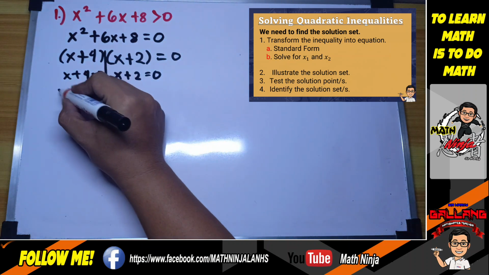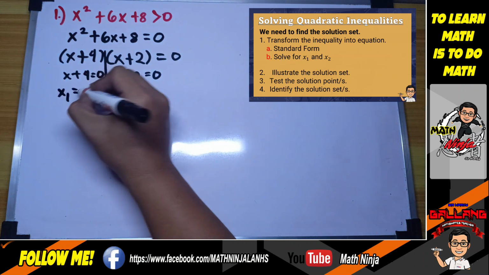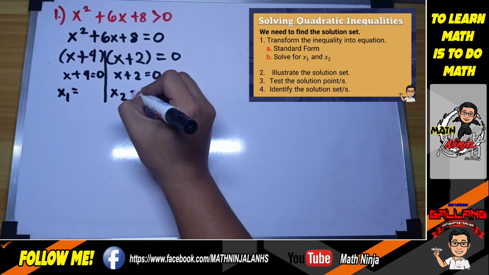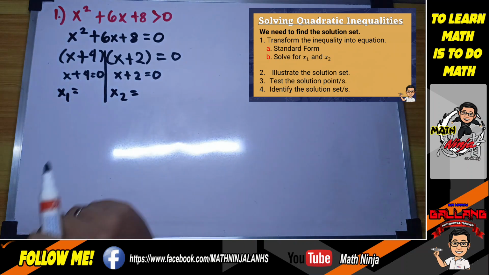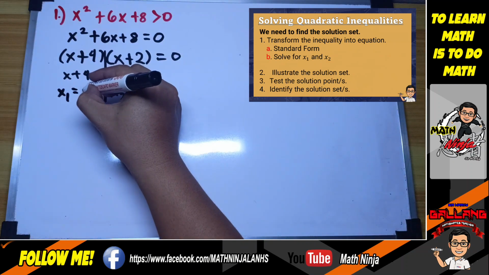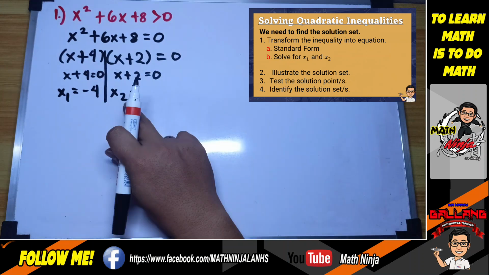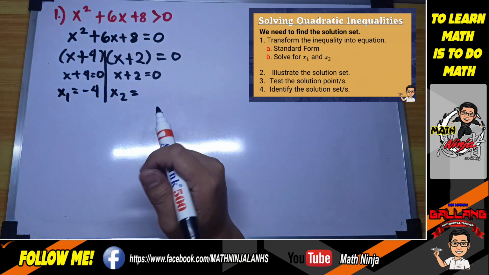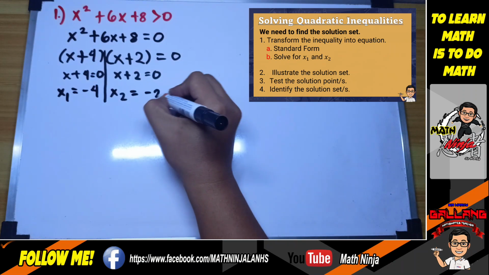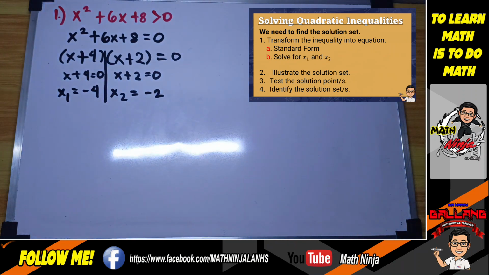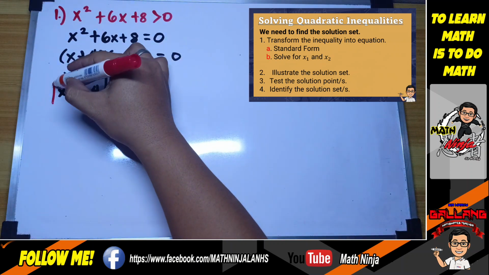Then from that, we're going to get the value of x of 1 and x of 2. Ang x of 1 natin, transpose lang natin yung positive 4. That will give us negative 4. Sa x of 2, ganun din, transpose natin positive 2 and it will give us negative 2. So, the values of x's are negative 4 and negative 2 respectively.